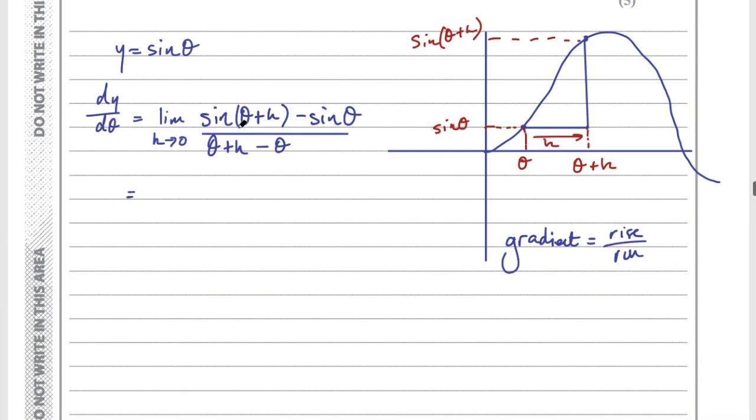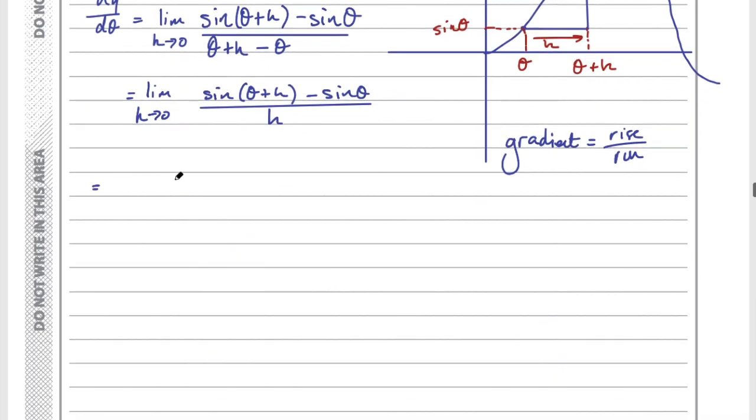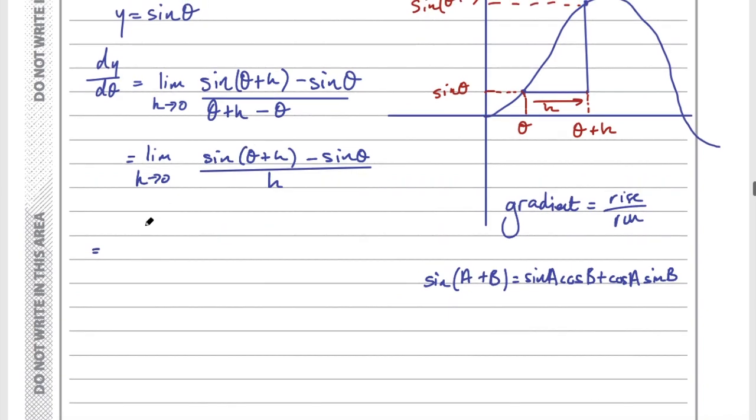Okay, so let's keep going with this. Let's simplify this a little bit. So it's the limit as h approaches 0 of sine of theta plus h, subtract sine of theta, divided by, now that theta minus theta, they cancel out, so we're just left with h on the bottom. And now we can use the sum formula for sine. Remember that sine of a plus b equals sine of a cosine of b plus cosine of a sine of b. We can use that formula to say that this will be the limit as h approaches 0 of the sine of theta cosine of h plus cosine of theta sine of h minus sine theta all over h.